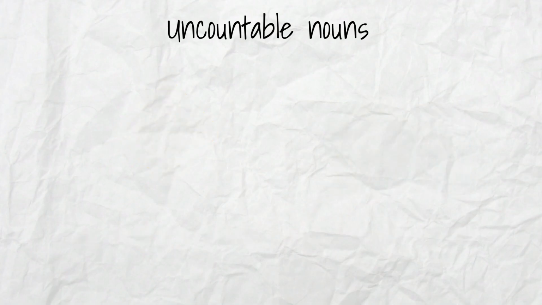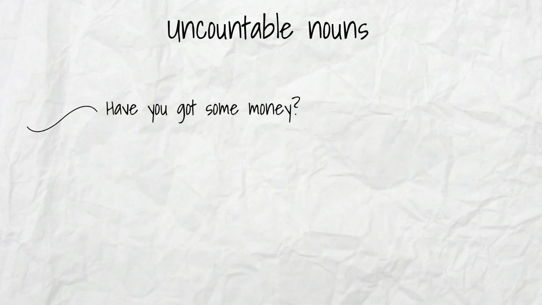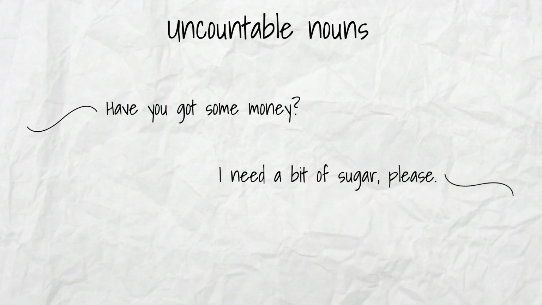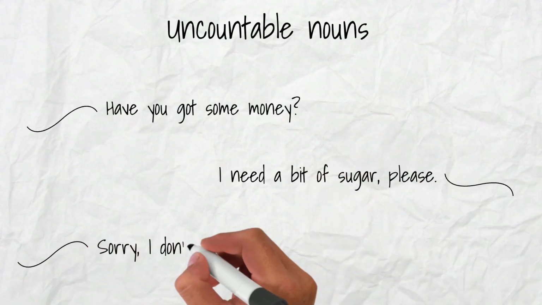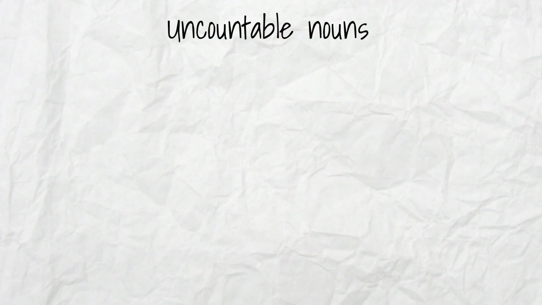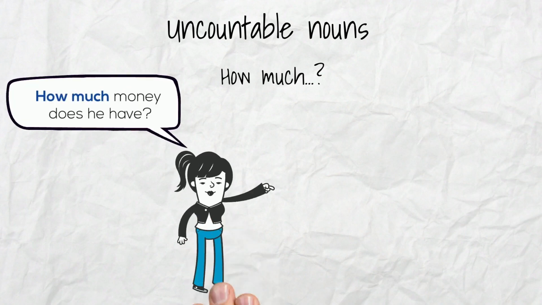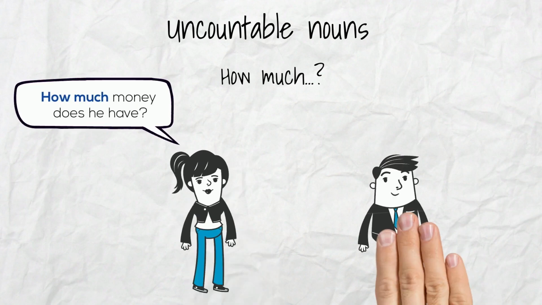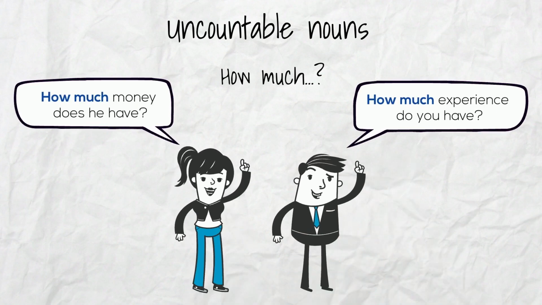We don't use a or an with uncountable nouns, but we can use other words which suggest a quantity, such as some, a bit of, and a lot of. If we want to ask about the quantity of an uncountable noun, we can use how much. For example, how much money does he have? Or, how much experience do you have?